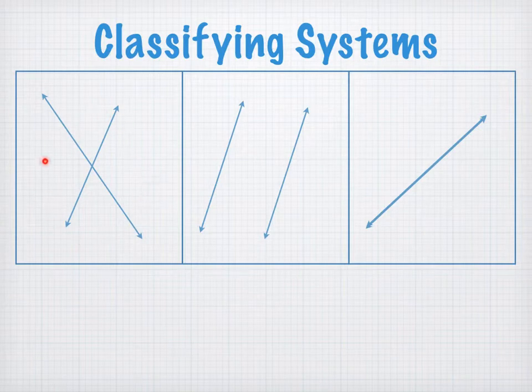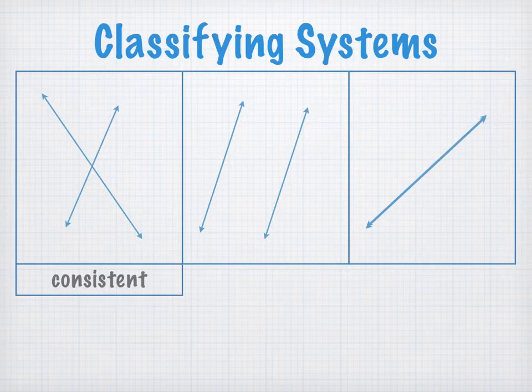So let's talk about how these would be classified. This first one that we like so much does have a solution. The solution is right here. This is the place where the lines intersect. So we would call this a consistent system. Consistent again means there is a solution somewhere.